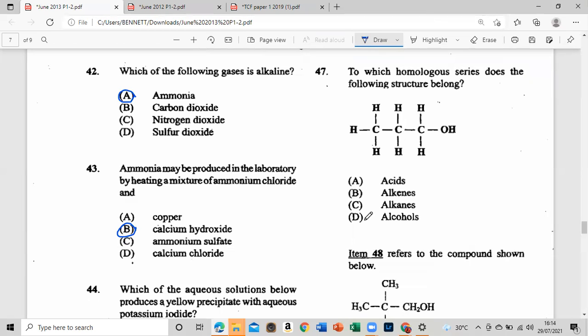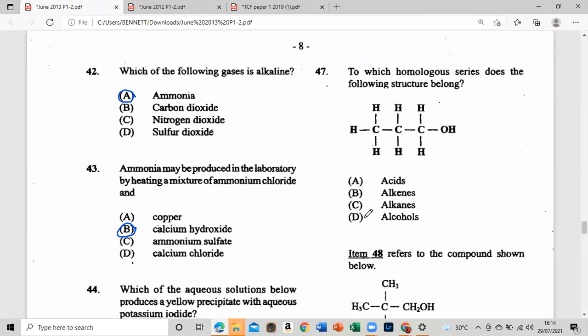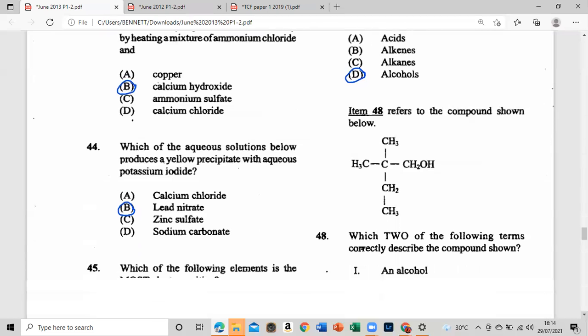Alcohols. Everybody loves that. I don't know why. Alcohol and music make everybody go crazy. Cause a lot of accidents too. So when you guys drive, please don't consume alcohol.